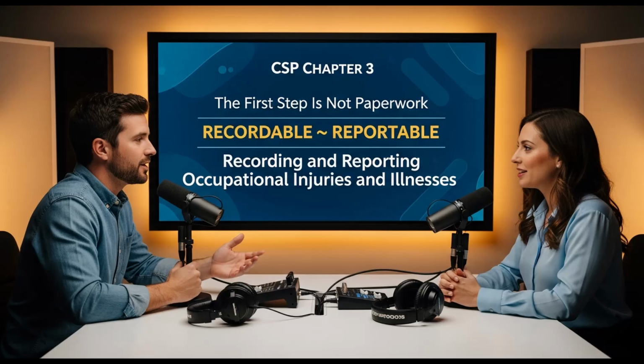Chapter 3 does more than explain OSHA forms or definitions. It lays out the decision logic OSHA expects safety professionals to follow when an incident occurs. That distinction matters because too often, record keeping is treated as an administrative exercise, something that starts with a logbook or a spreadsheet. But the source material makes it very clear. OSHA record keeping does not begin with paperwork. It begins with judgment.